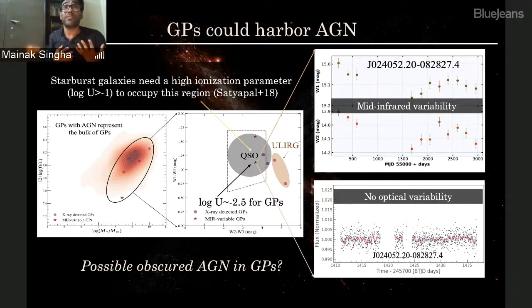Now, starburst galaxies could cause this kind of mid-infrared colors, but the problem is that they need to have really high ionization parameters. And for the green peas, you're seeing that the ionization parameter is much lower than starburst galaxies need to have to produce these mid-infrared colors. So the conclusion would be that the mid-infrared color is not due to any stellar feedback processes. It may be a much more powerful source, such as an AGN.